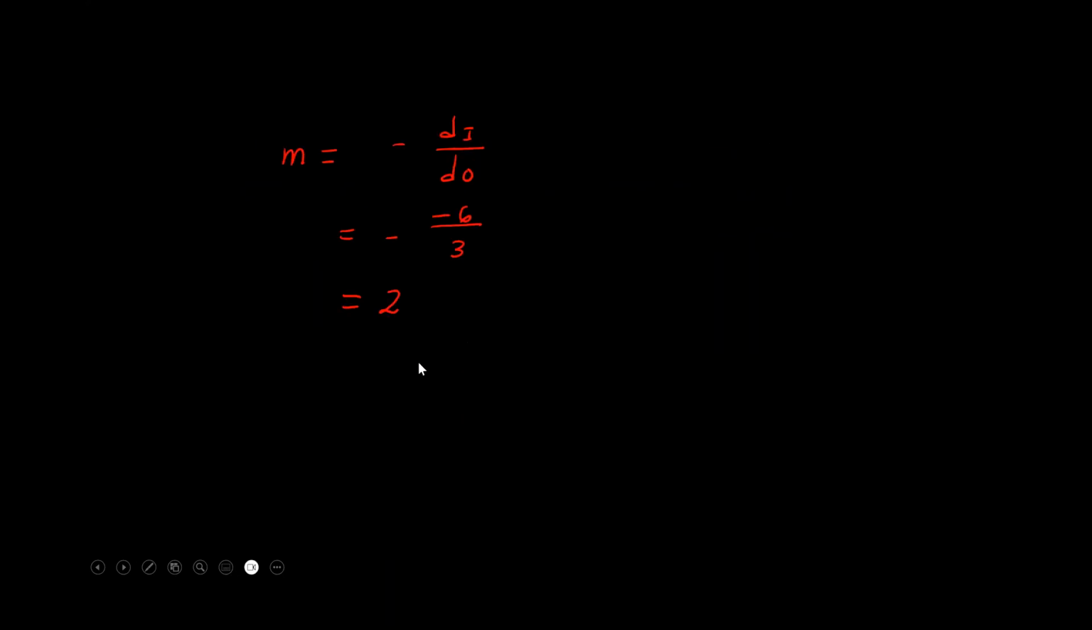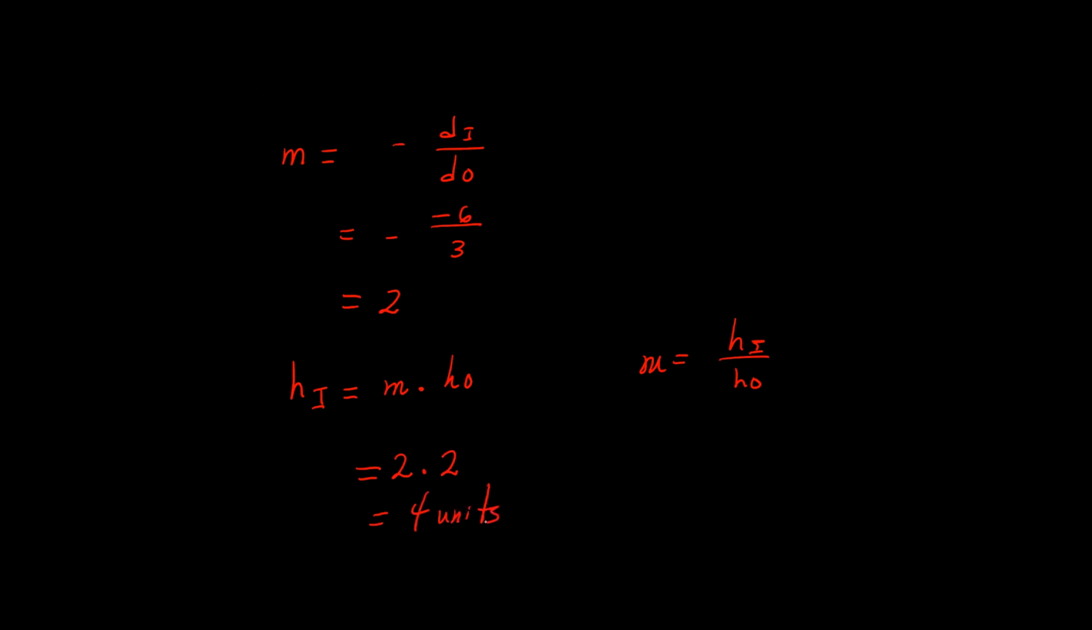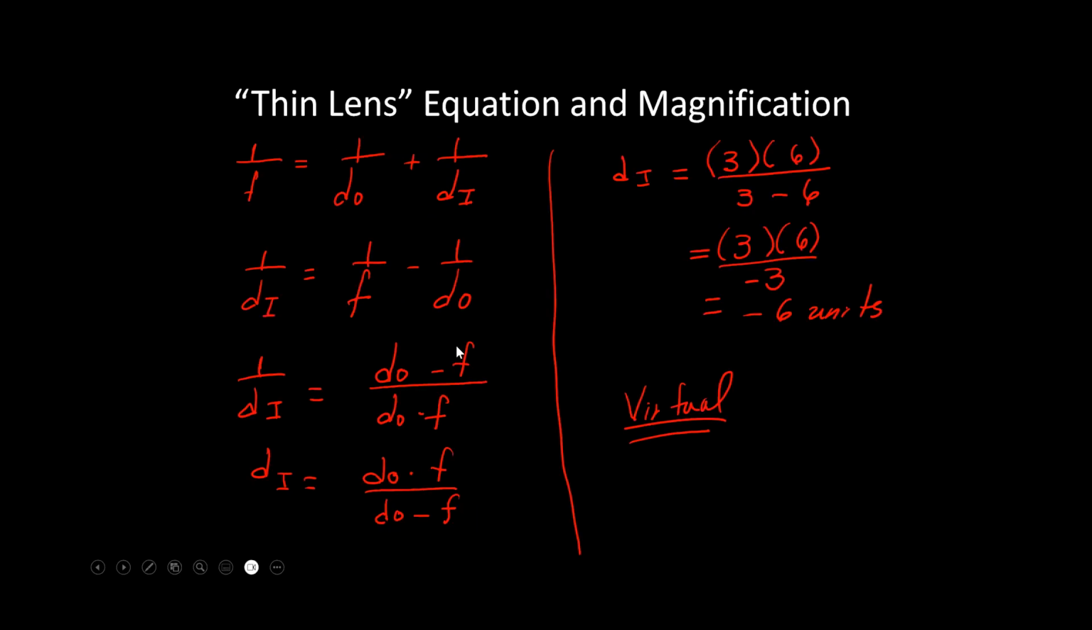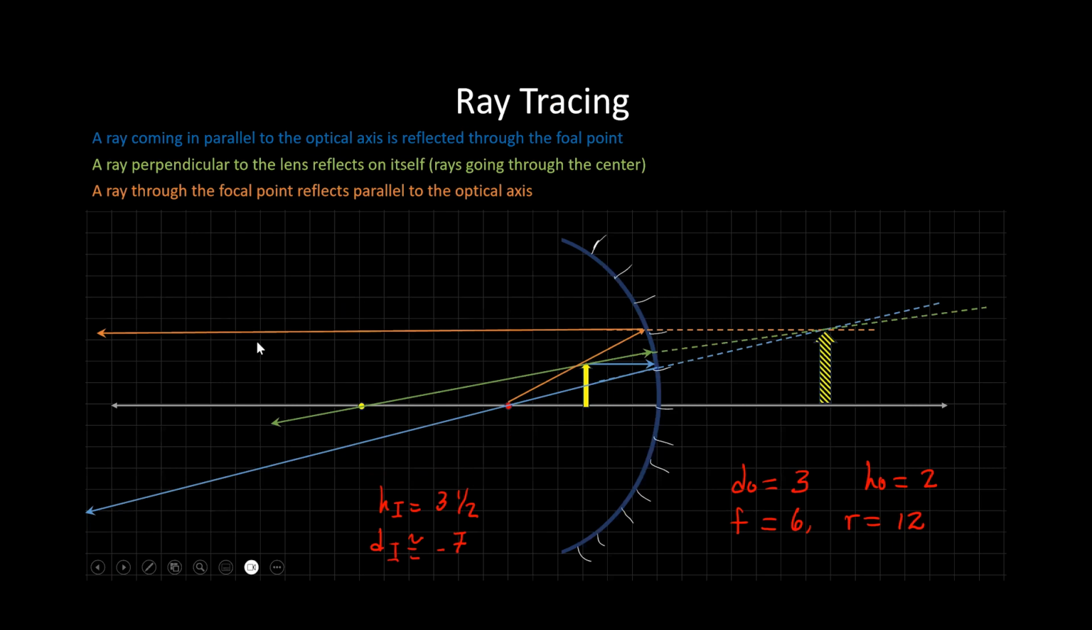Okay. And now let's go do h sub i, which is m times h sub o, because m is h sub i over h sub o. M is 2 times h sub o, which is 2. We should see 4 units. Again, diagram is a little bit off, but that's fine. Usually these give us a rough idea where things should be. Okay.